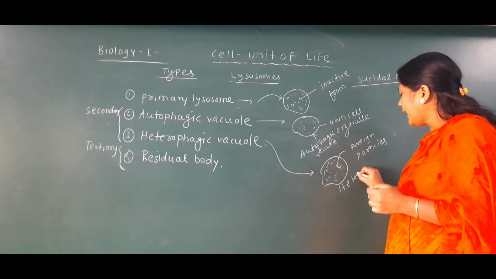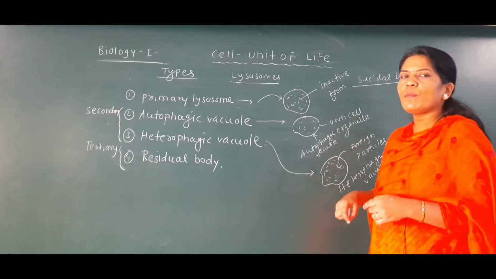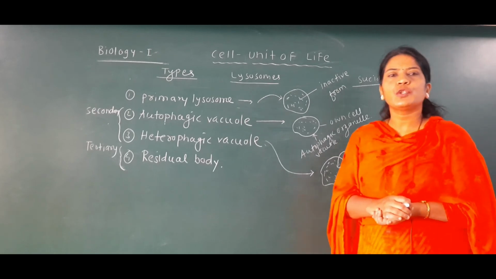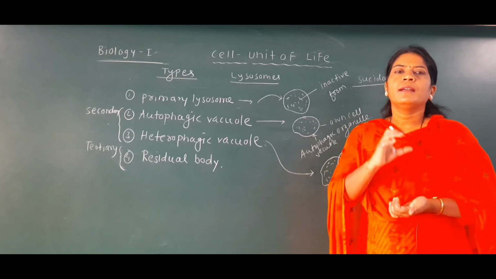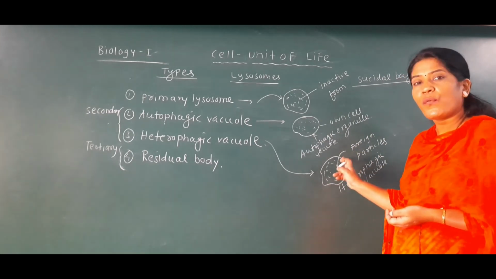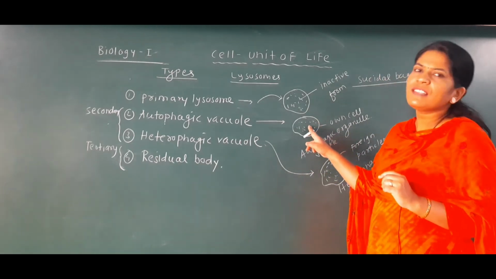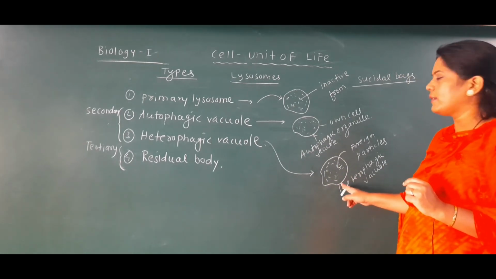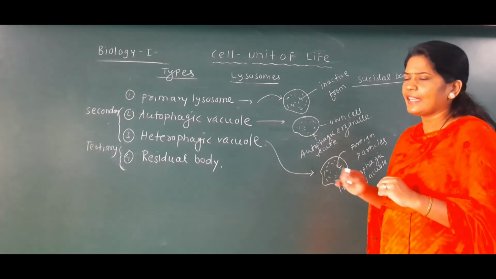So this is called heterophagic. Then what is the meaning of heterophagic? Hetero means different and phagic means to eat. So it eats different particles other than its own cell. Okay, so these are the particles which are foreign to this lysosome. They are not its own cell particles, whereas in the earlier case it eats its own cell organelle. That's why this is called heterophagic, as it is different from its own cell, so it is called the heterophagic vacuole. Okay, you can clearly understand this concept.